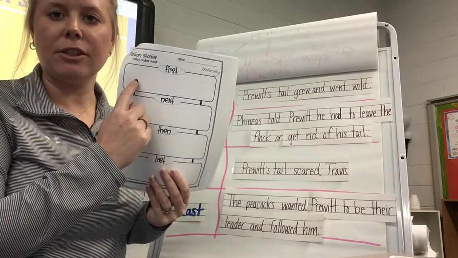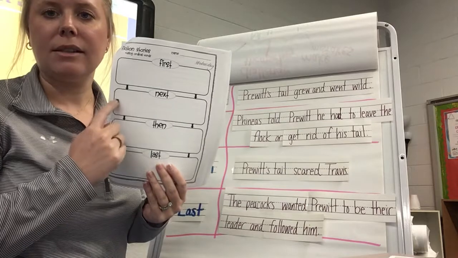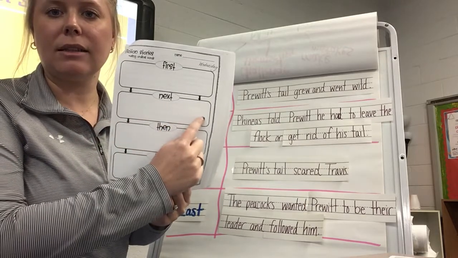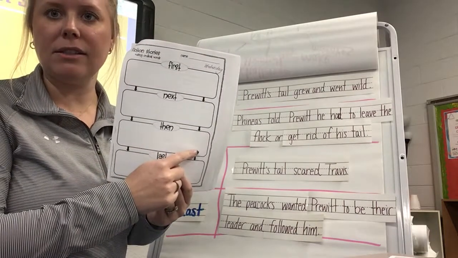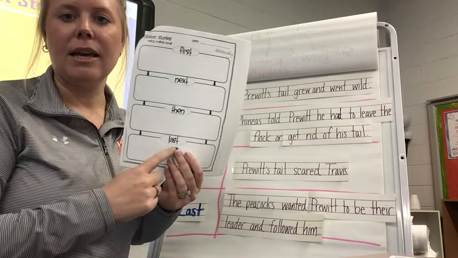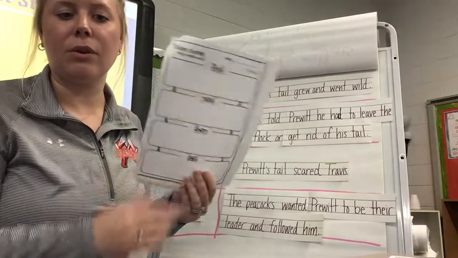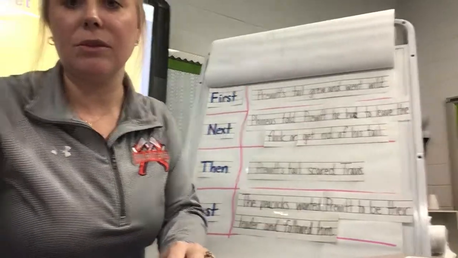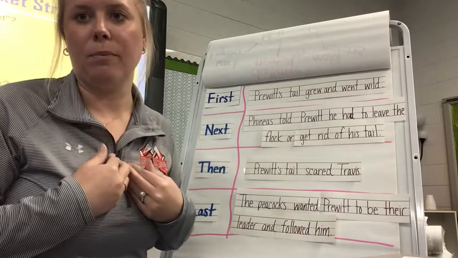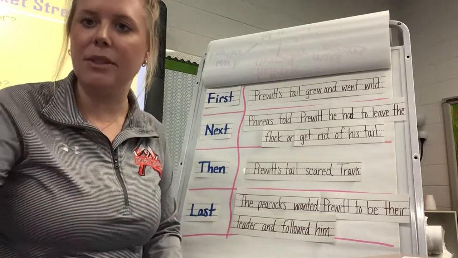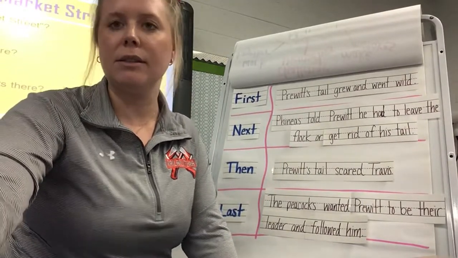So you should have first, Prewitt's tail grew and went wild. Next, Phineas told Prewitt he had to leave the flock or get rid of his tail. Then Prewitt's tail scared Travis, the tiger. And last, the Peacocks wanted Prewitt to be the leader and followed him. That's our sequence order. So often when we do sequence order, we look at the events and they're all jumbled up and we need to put them in order. It's very important for retelling what happens in a story and understanding what happens in a story, okay? We're gonna keep working on sequence. Good job, you guys.